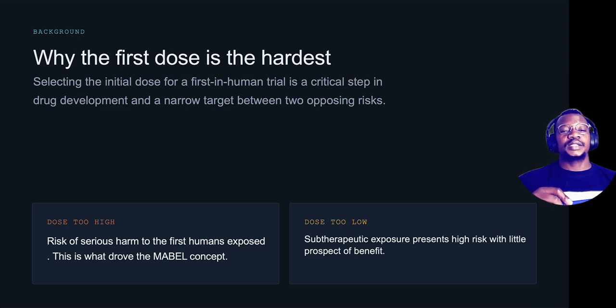So, when the dose is too high, of course, there's risk of grave harm to the patient, or rather to the participants or subjects who are exposed. And this is what definitely pushed MABEL as a concept. Then, if the dose is too low, you'll have subtherapeutic exposure. You have these participants who are taking such a high risk for almost zero or non-existent benefit.